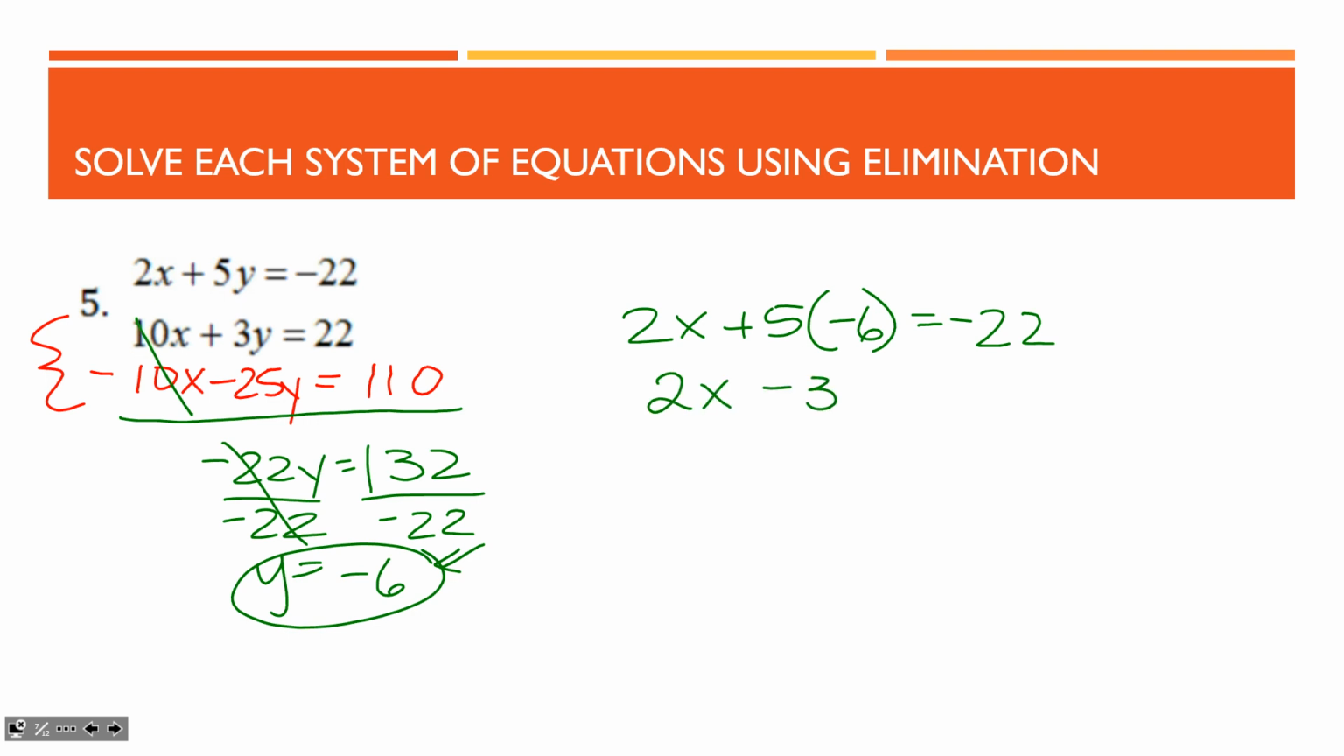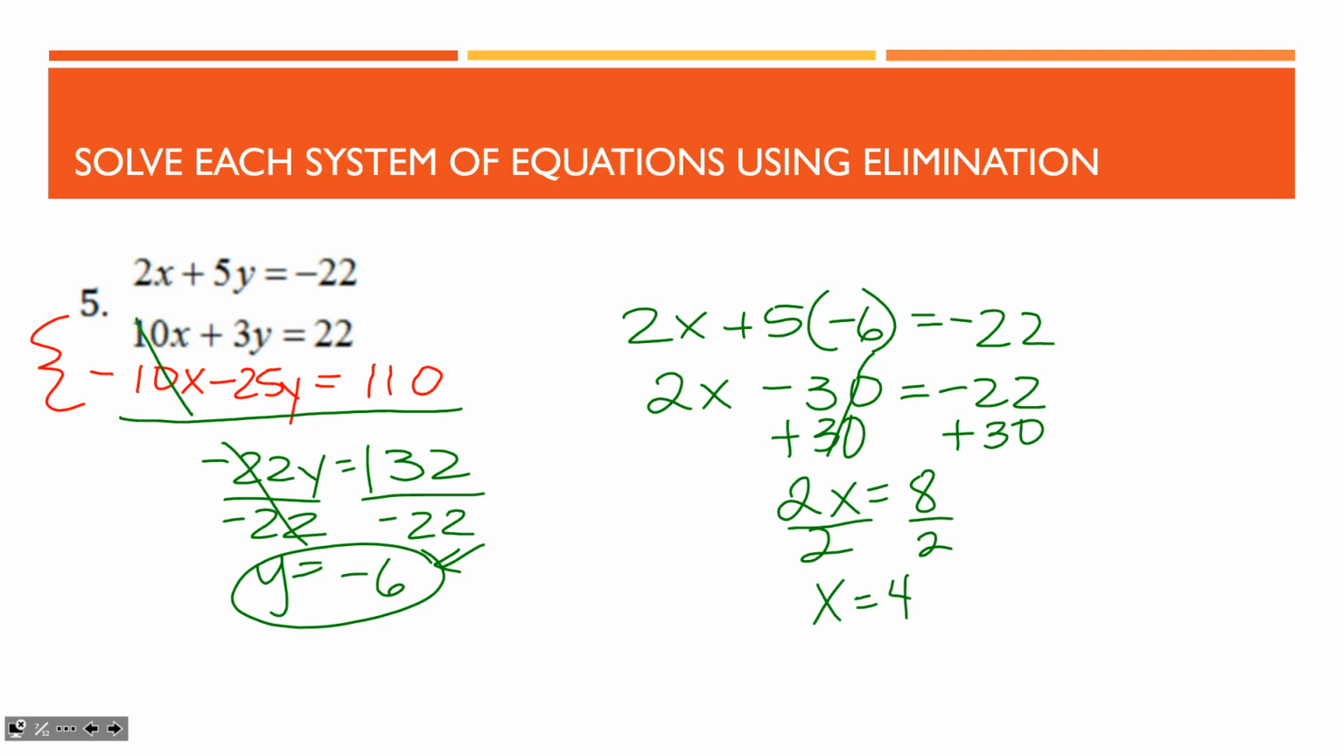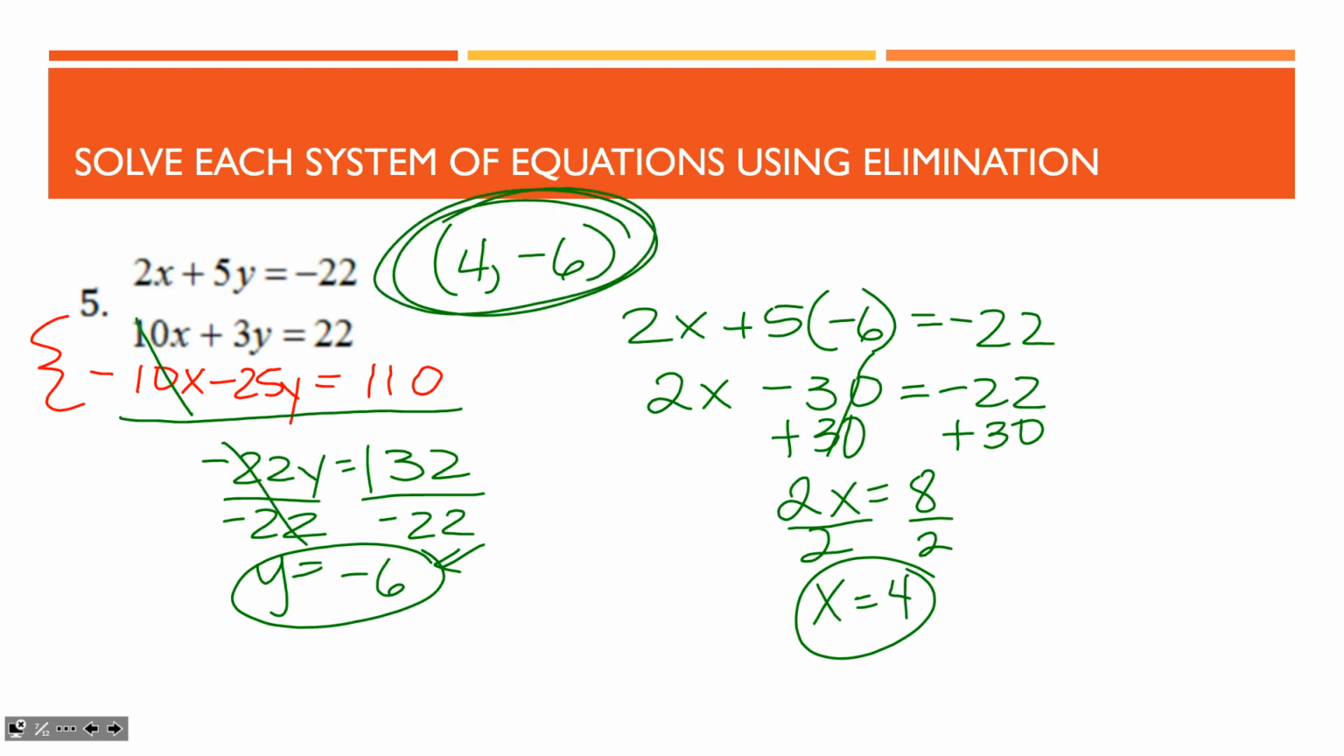5 times -6, right? Now I have to add 30 to both sides. 2x is equal to 8. Divide both sides by 2, and you get x is equal to 4. So the solution to this system is the point 4, -6. In other words, if I were to graph the two original lines, they would intersect at the point 4, -6.